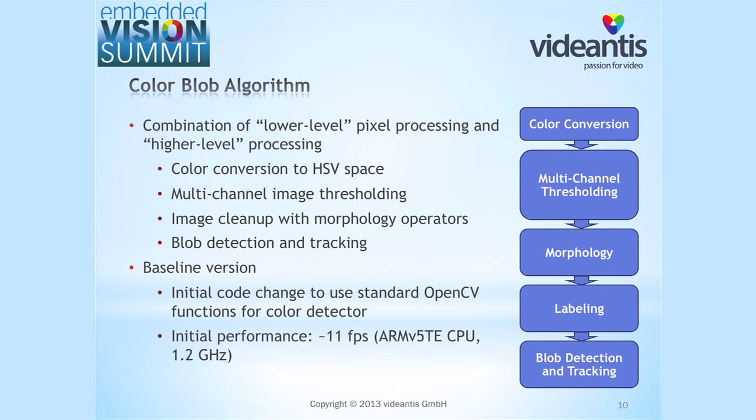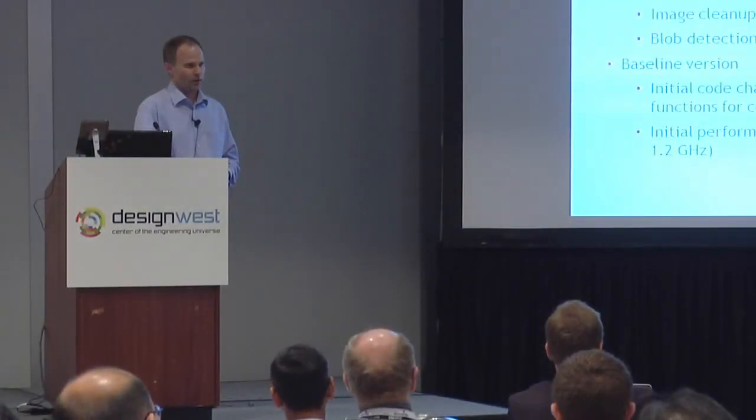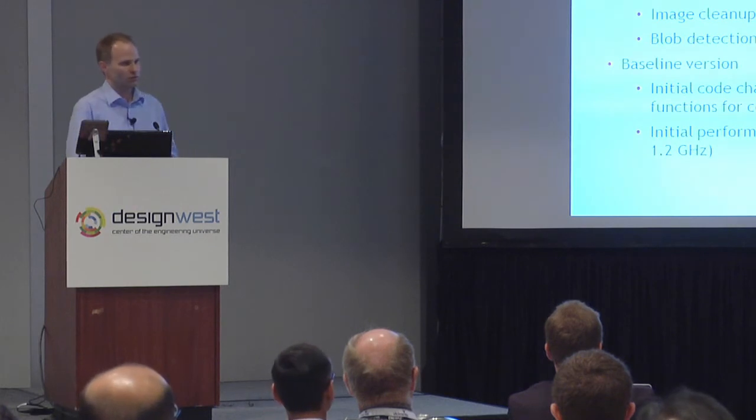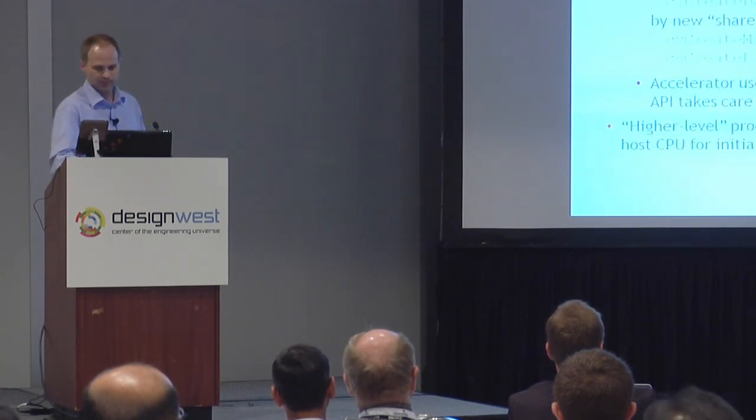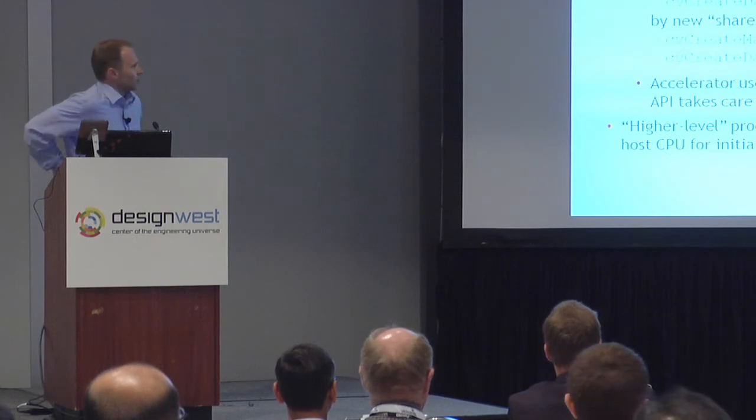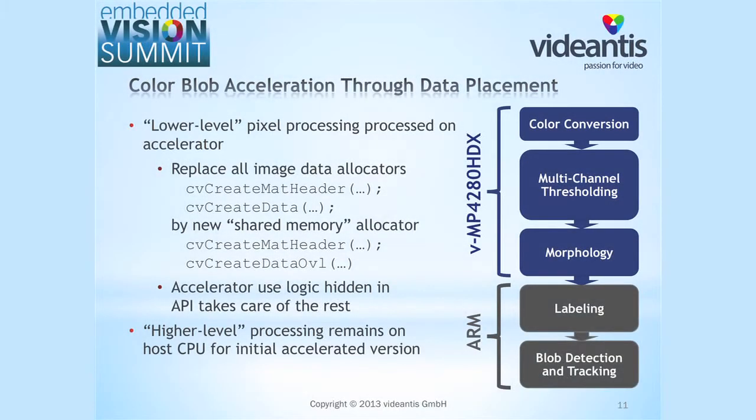So if you just download the code, dump it onto the ARM processor, what you get is roughly 11 FPS. And now let's think about what we need to do. This is actually for VGA resolution, to get this above the 30 FPS real-time constraint. So for all these accelerators, of course, all this low-level processing is a very good candidate for acceleration.